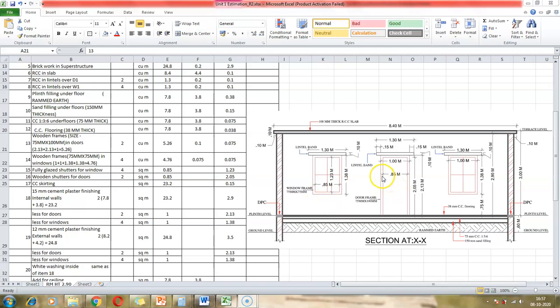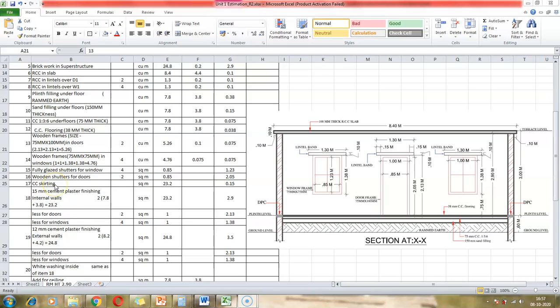And we're talking about the shutter and not about the frame. So we exclude the frame of the door. And excluding the frame of the door, the width of the shutter is 0.85 meters. Now the height of the door is 2.05, that is excluding the frame. So 2.05 is the shutter height. So we have 2.05 in the column of height.